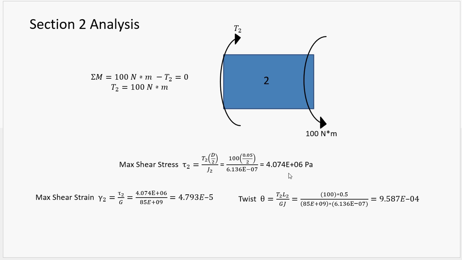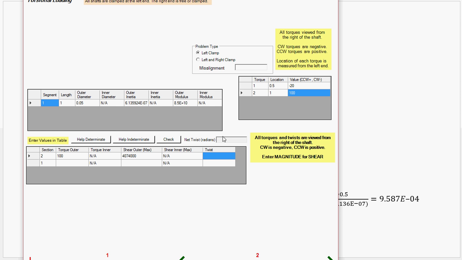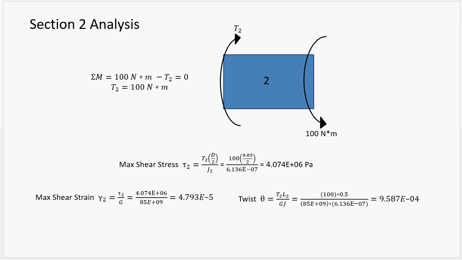Here I have solved for the maximum shear strain, but the program doesn't actually ask for it, but this is how you would solve for it and what the value would be. And then for twist, TL over GJ. So 100 times the length, which is half a meter, divided by GJ, which are both given. Remember, twist is in radians. We can check. Looks like those values are all right, and we can move on to section 1.